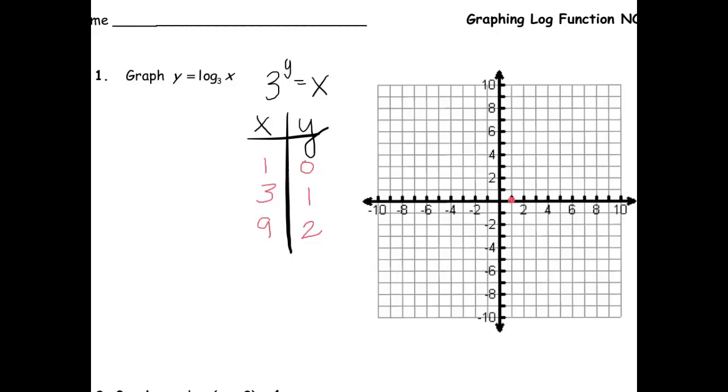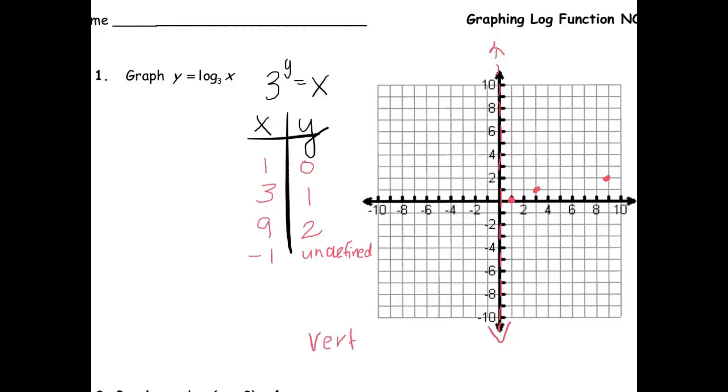Let's graph these points: (1, 0), (3, 1), and (9, 2). Now remember in class how I said you can't take the log of a negative number. So let's say x was negative 1. That would mean that y is undefined, because 3 times 3 times 3, however many times, is never going to get you a negative number, right? So that's exactly why I'm going to draw a vertical asymptote right along this y-axis.